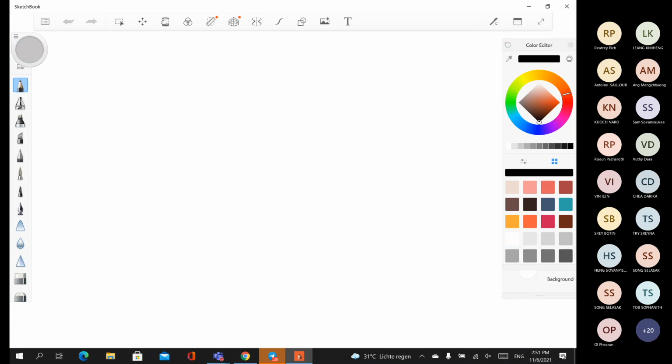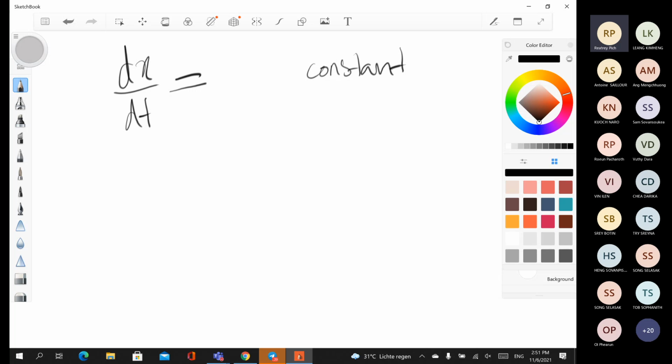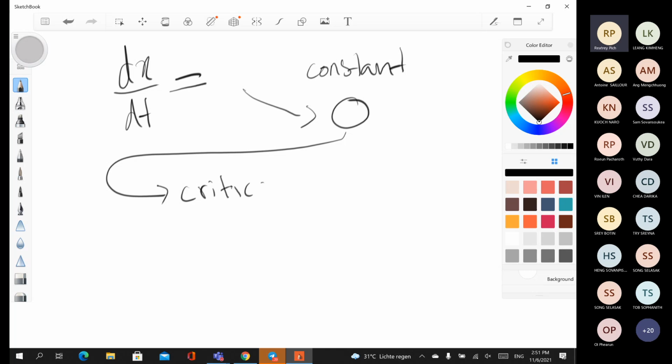Normally, our derivative dx over dt can equal any constant. Why do we make it equal to 0? Because if it equals any constant, we cannot find the critical point. It must be 0 because we would like to find the critical points. Just only this.